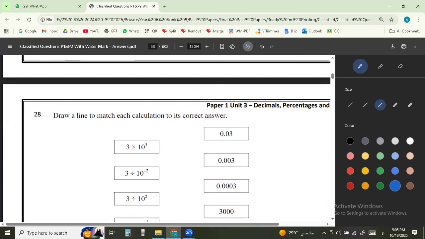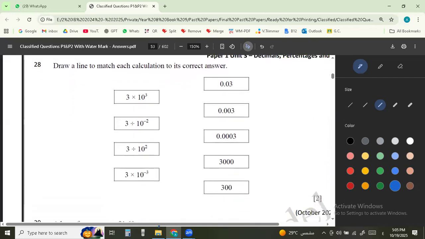3 times 10 to the power of 3 is going to give you what? It's 3 times 1,000, which is 3,000. While this, as if you're multiplying by 10 to the power of 2, which is multiplying by 100, is going to give you 300. This, dividing by 100, is 0.03. And this, as if you're dividing by 1,000, is going to be 0.003.